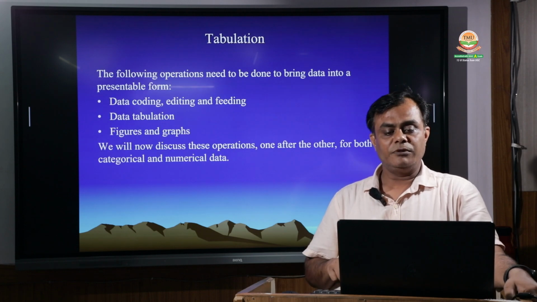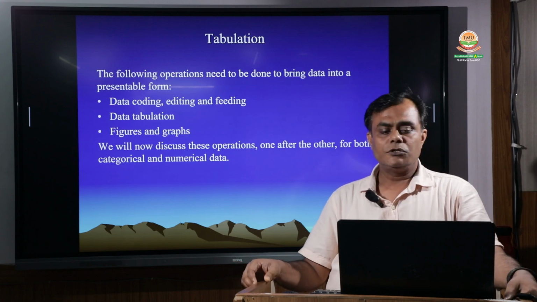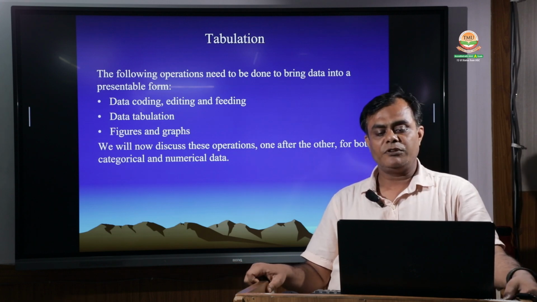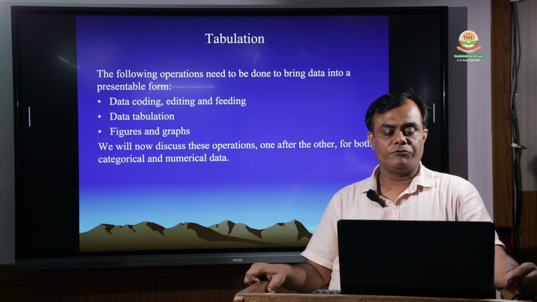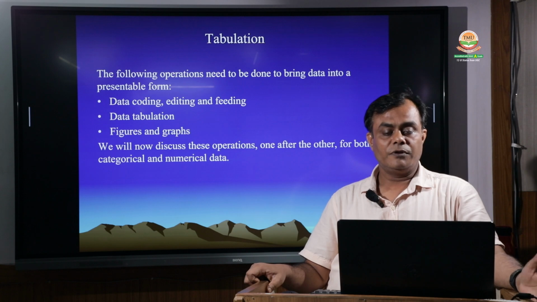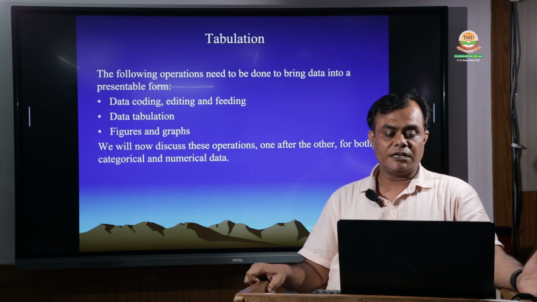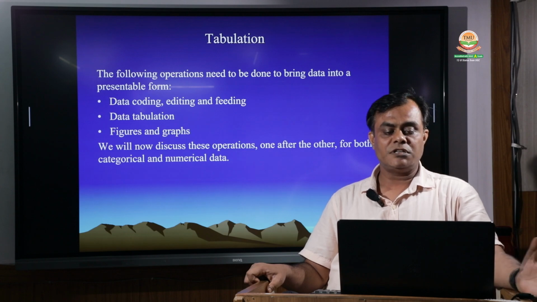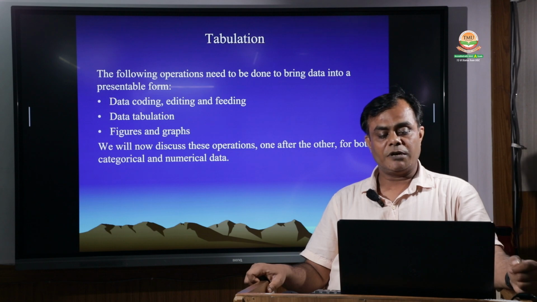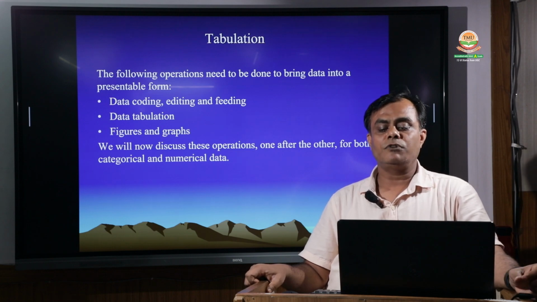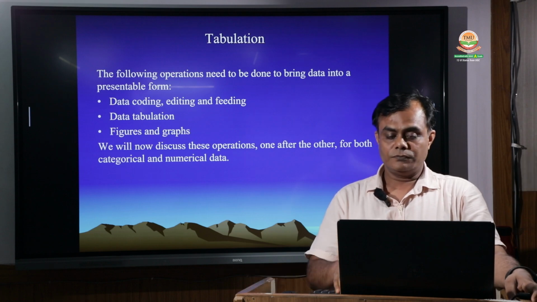Next is tabulation. I am just giving an overview of how we are processing the data. The tabulation operation needs to be done to bring the data into a presentable form. First, tabulation starts with data coding, editing and feeding, data tabulation, figures and graphs. These are the parts we use for data in tabulation form, and we will now discuss these operations one after another for both categorical and numerical data.